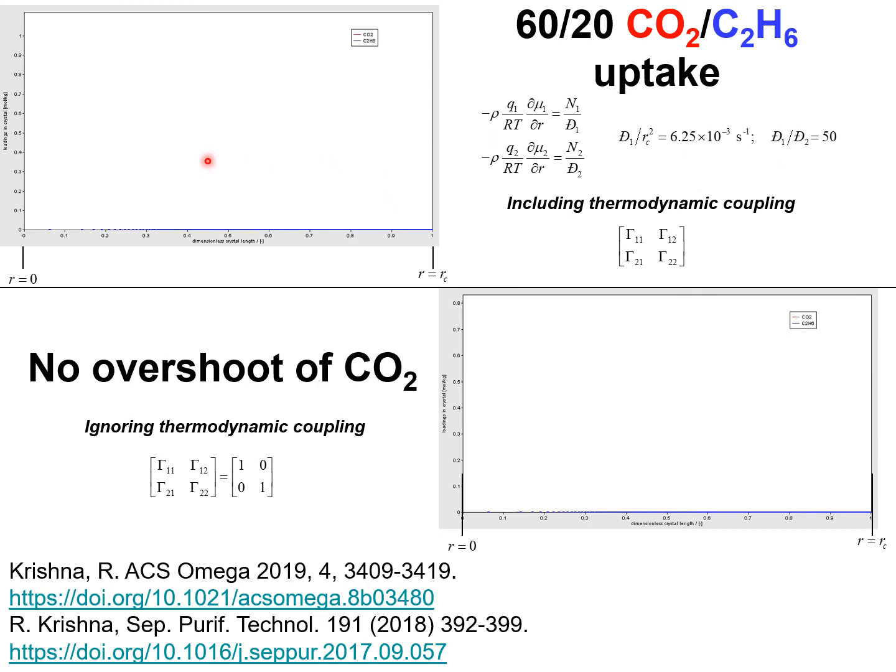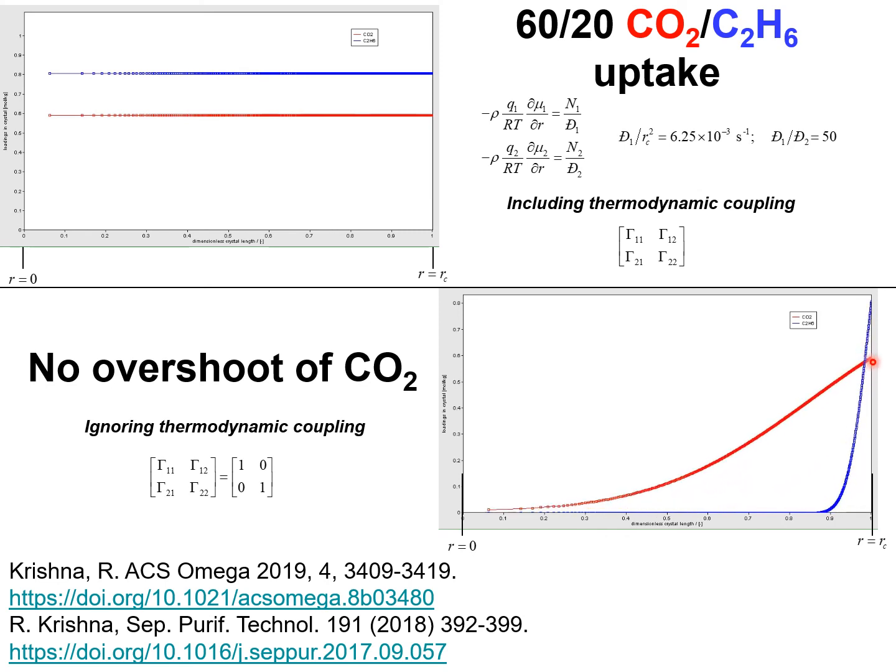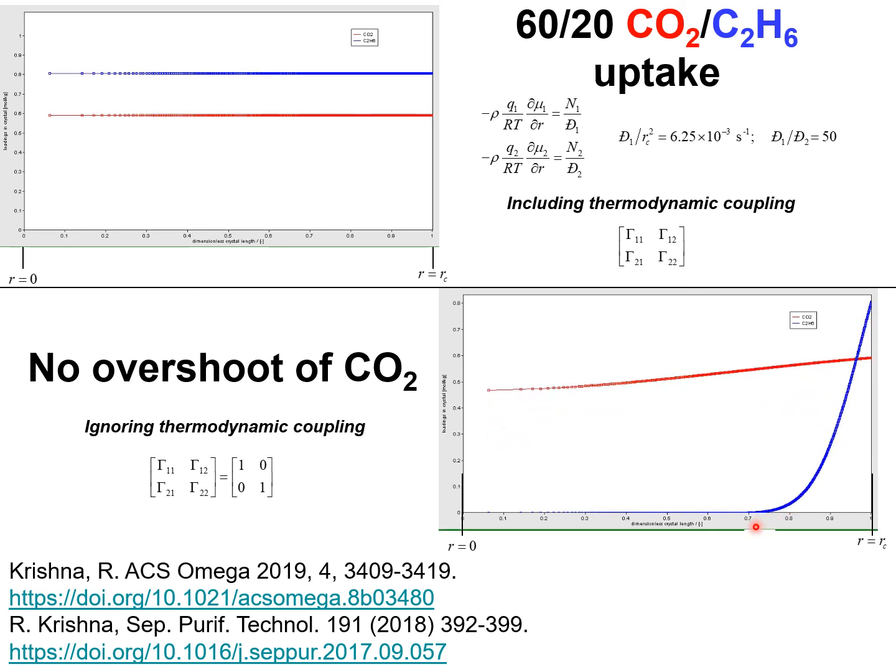Let's have a first look at the transient uptake, in which thermodynamic coupling effects are duly accounted for. The CO2 experiences an overshoot above the value at the surface, and as time progresses, the loading of CO2 in the crystal decreases to reach equilibrium. If thermodynamic coupling effects are ignored, the transient uptake is shown here, where the uptakes of CO2 and ethane are both monotonous.